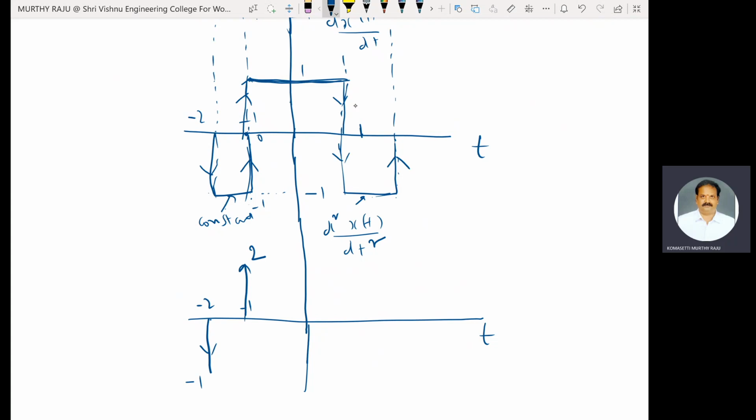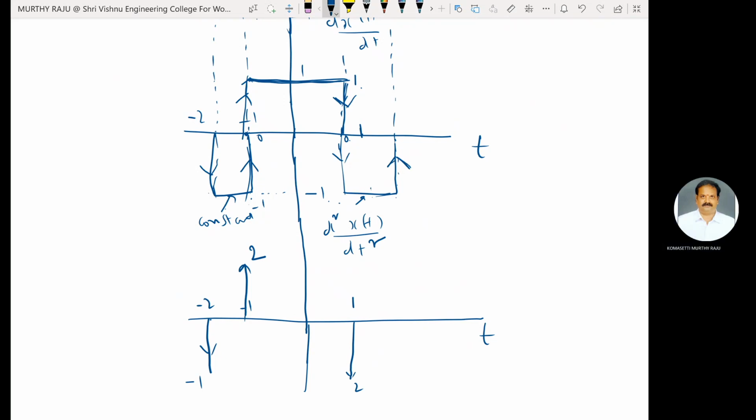Coming to this one, constant differentiation is 0. Again, this is the falling. Here 0 is there. Here 1 is there. 0 minus 1, -1. This is also falling. The value is -1, -1, -2. Here the value is +2. Constant differentiation is 0.